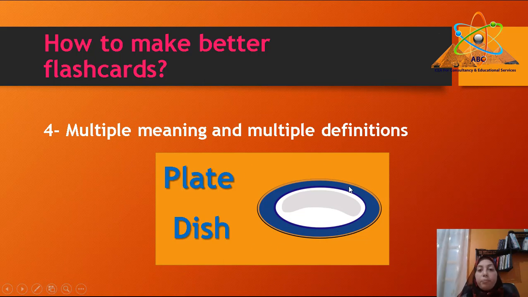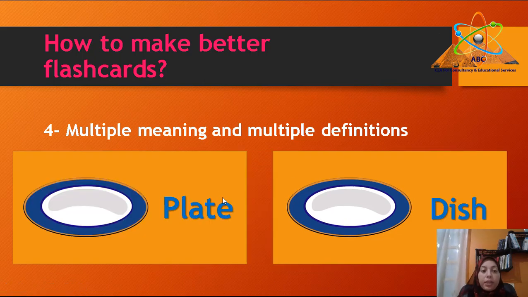This is not simple. This is not simple. You have to just link the picture with one word. So I want to learn two words. What to do? For the same picture, you have to make two separate cards. The word plate with the picture, the word dish with the picture. Yes, keep it that simple. Separate everything and don't mix things together because that is not going to teach them anything. No, that is going to confuse them.